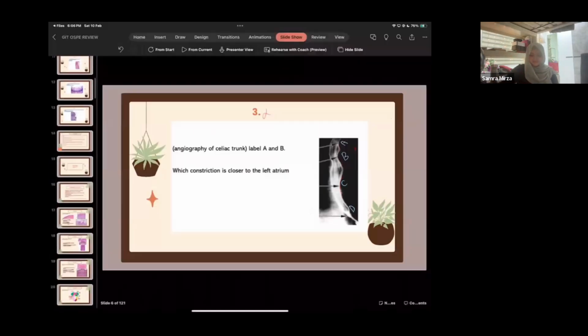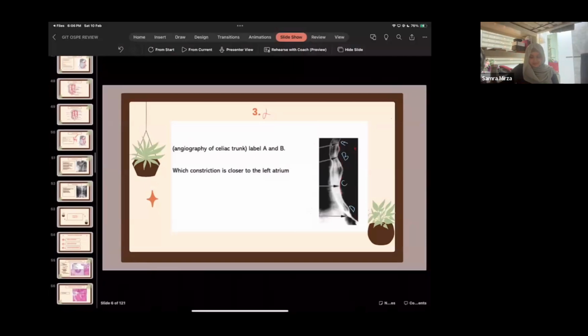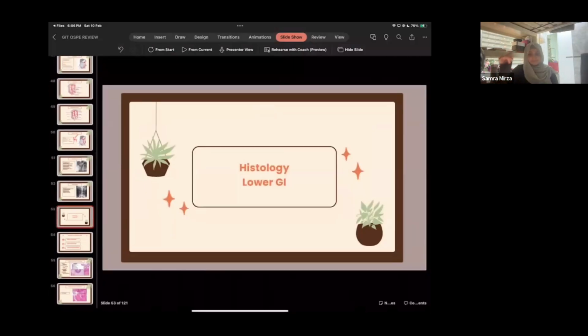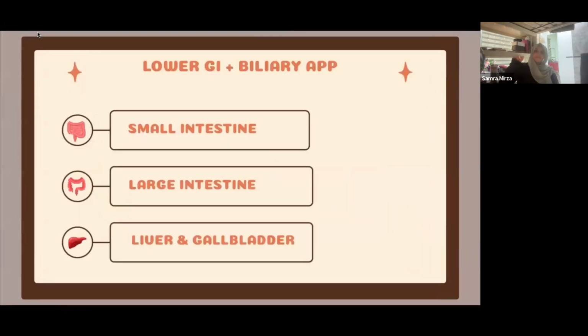And now we'll move on to lower GI histo. Do you guys have any questions before we begin that? I don't see anything, so we're just gonna begin.